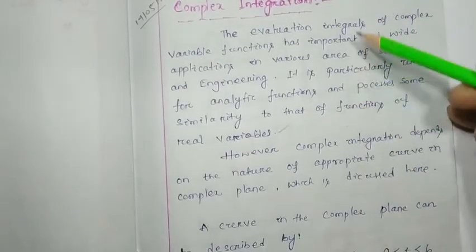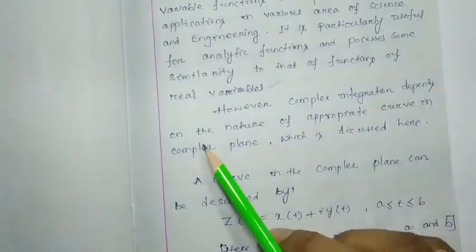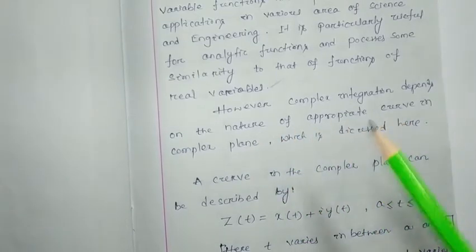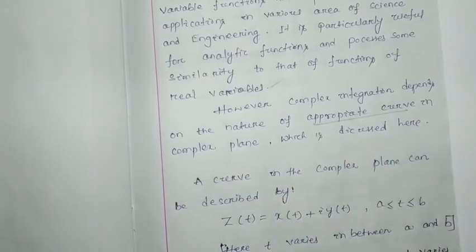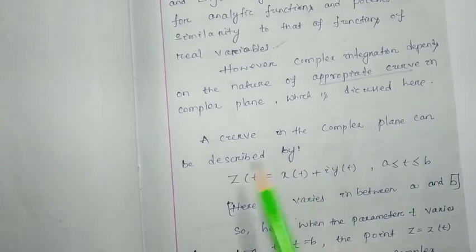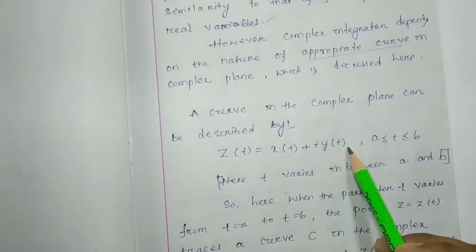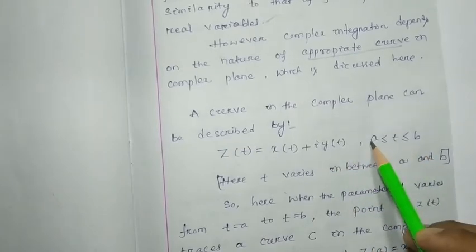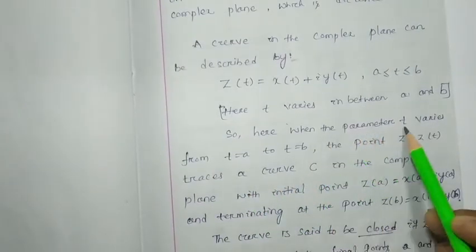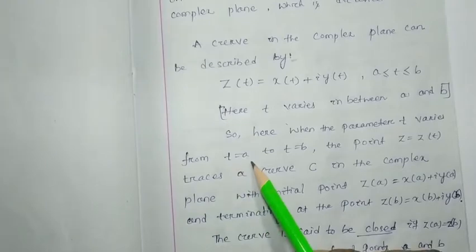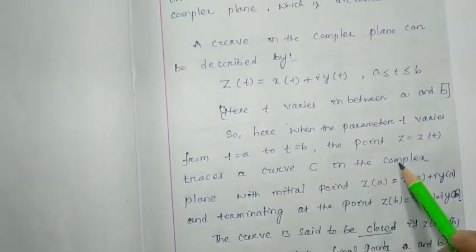These are the basic idea, or we can say the application of complex integrations. However, complex integration depends on the nature of the appropriate curve. This is the most important, the appropriate curve in the complex plane, which is discussed here. A curve in the complex plane can be described by z t equal to x t plus i y t, where t is in between a and b. So when the parameter t varies from t equal to a to t equal to b, the point z equal to z t traces a curve C in the complex plane.